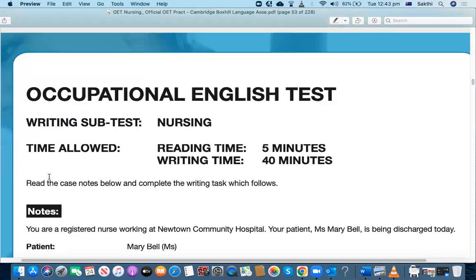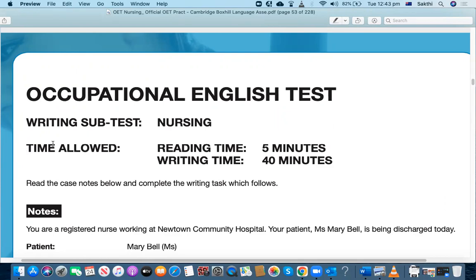This is going to be the next page, where you will see the Occupational English Test, and then they will also show you the writing subtest and the occupation. You need to cross verify this as well. Sometimes you may get a different question paper. You are a nurse, but you get the question paper for a physiotherapist. Usually it doesn't happen, but it's better to verify that quickly.